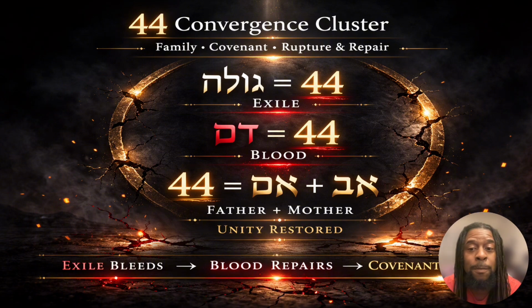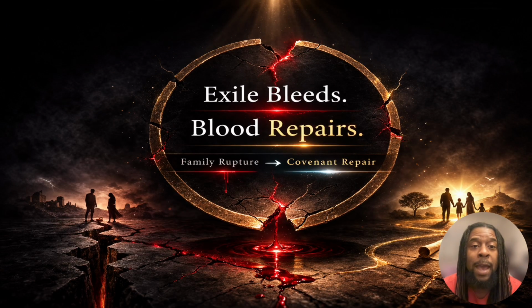Again, this is a seal, not the engine. Architecture first. Numbers were built to confirm. Let us continue. Exile bleeds. Blood repairs. Family rupture, covenantal repair. What I am saying is exile is covenantal rupture inside our family structures. Exile bleeds, and we need the blood to repair. Hence, people went to Yeshua for the blood. But hold up, I have even more for you.